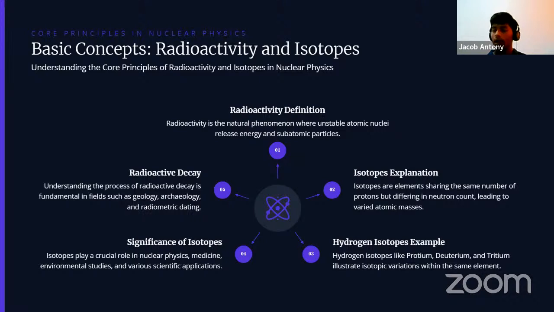Now, hydrogen isotopes example. Here we're going to take a look at different examples of hydrogen isotopes. For example, protium, deuterium, tritium, and all of these have the same atomic number, but they vary in mass number. Now, significance of isotopes. They play a crucial role in nuclear physics, medicine, environmental studies, and various scientific applications. Understanding the process of radioactive decay is fundamental in the fields of geology, archaeology, and radiometric dating.